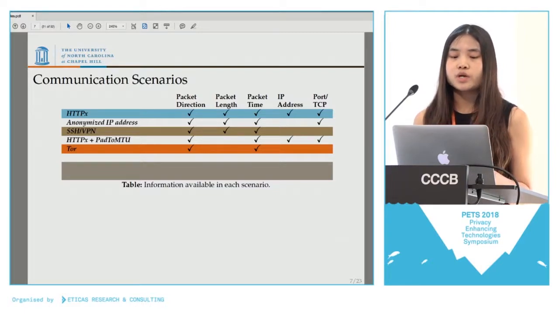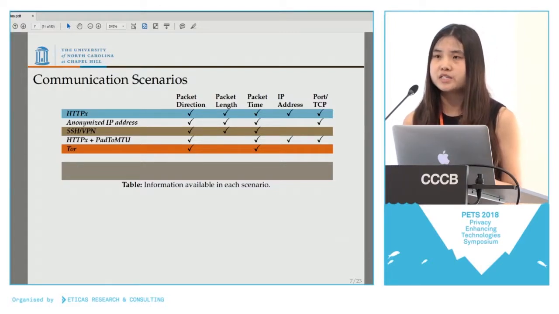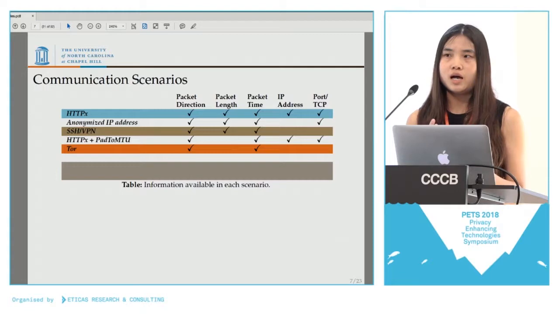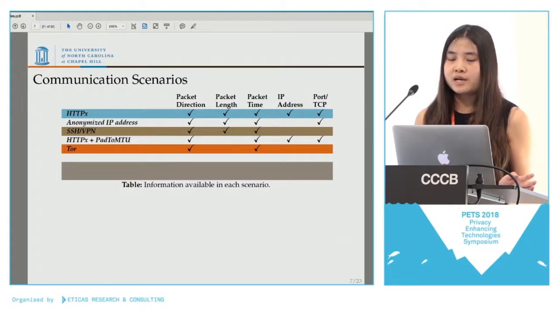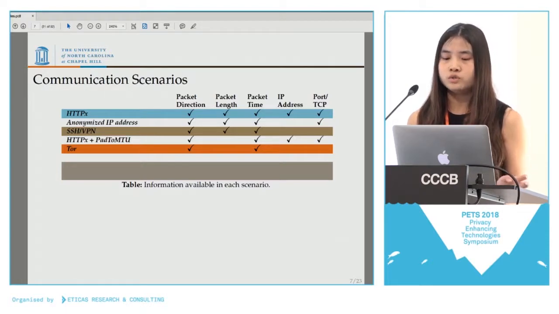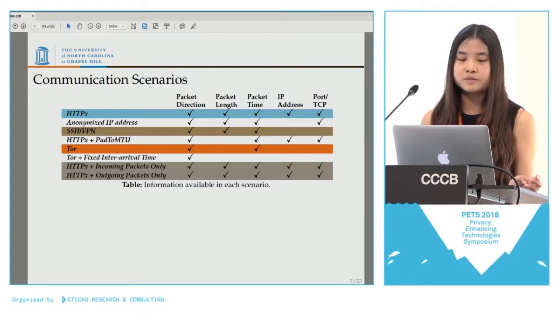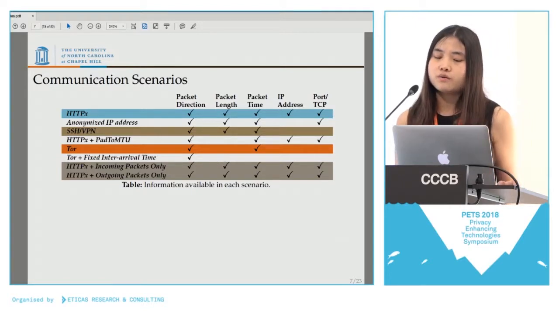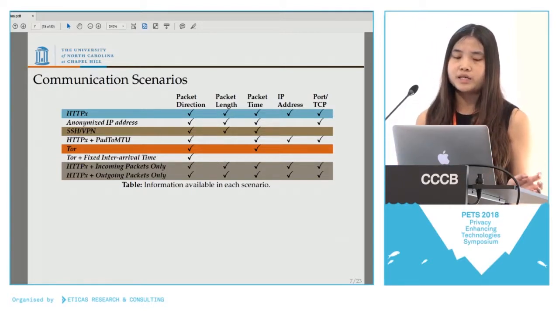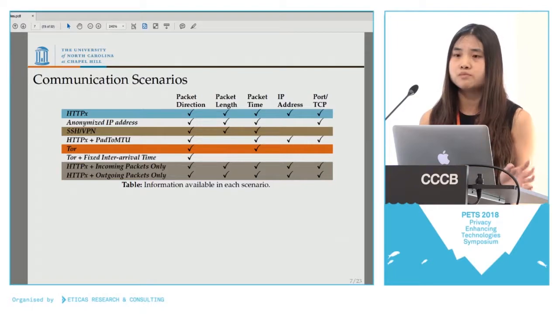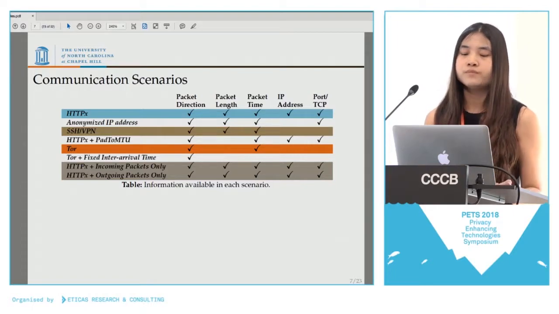Next, we consider two scenarios with fixed packet size, because packet size has been proved to be the most informative feature: HTTPX with patched MTU, and Tor. In Tor, the only available information is packet direction and packet time. Based on Tor, we further hide the timestamp of each packet. In the last two scenarios, we consider unidirectional packets because incoming and outgoing packets may be routed through different links.